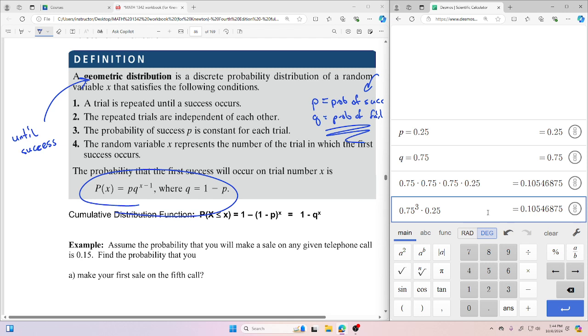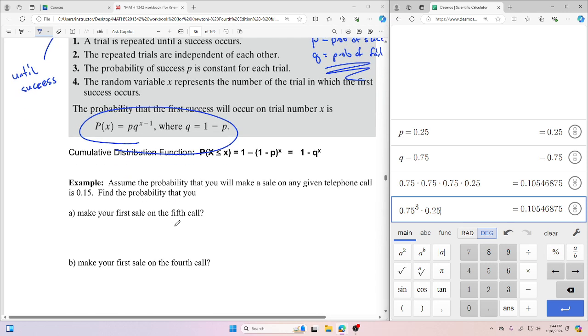Let's now apply it to these kinds of situations. Assume that the probability that you will make a sale on any given phone call is 15%. Find the probability that you make a sale on the 5th call. You're working for a company trying to make phone call sales, so you know how that works. It's not really 15% anymore, is it? People hang up on you. So that's the success. What would be my failure? Yes, 85%, exactly. How did we do that? 1 minus 0.15 makes 0.85.